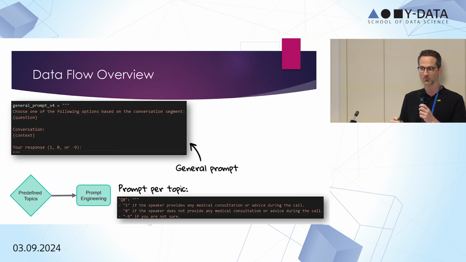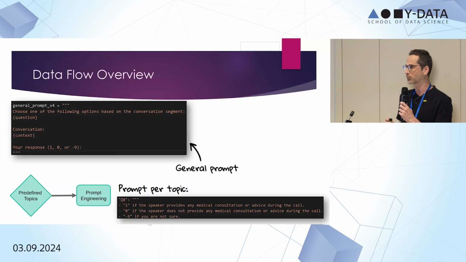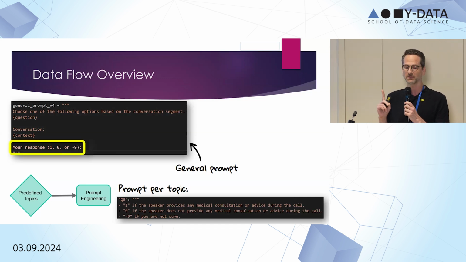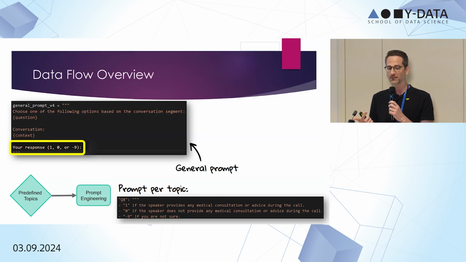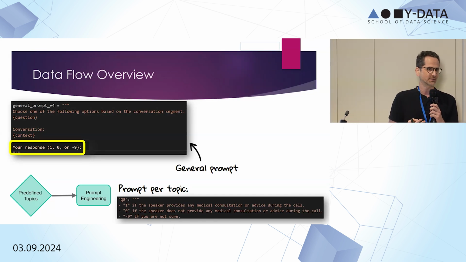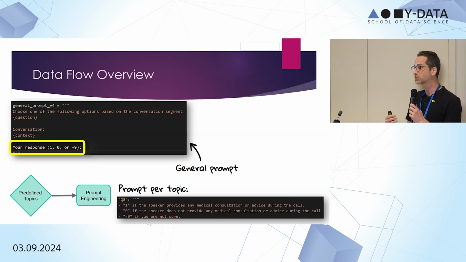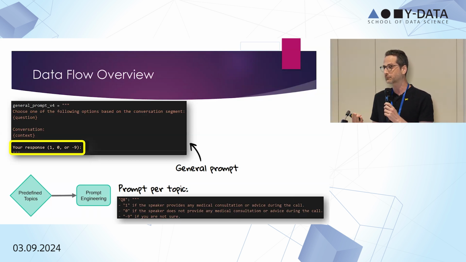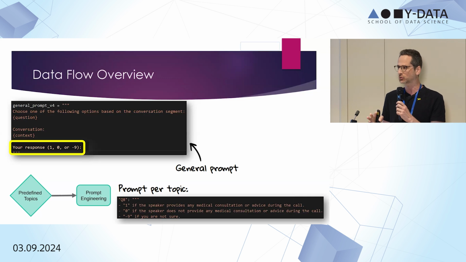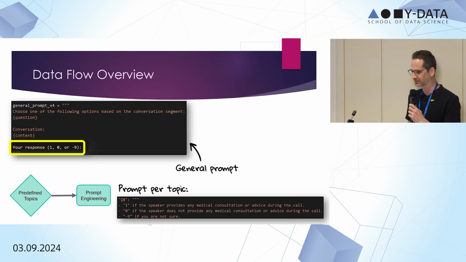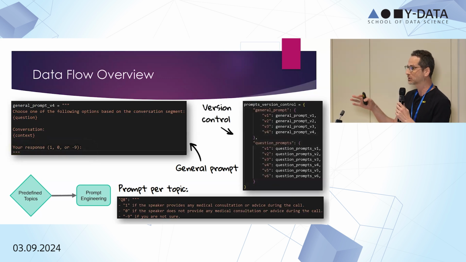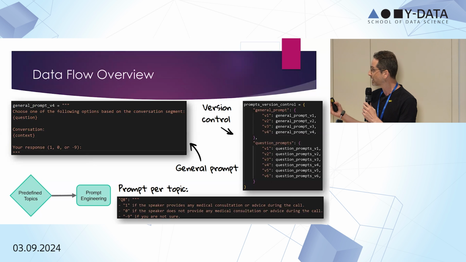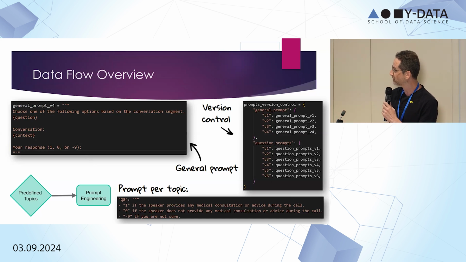So these prompts instructed the model to provide an answer with only one digit. 1, if the model identified the topic in the text. 0, if it did not identify the topic in the text. And we also gave it another option, -9, for cases where the model wasn't sure whether the topic was or wasn't in the text. Okay, and to handle all the results of these prompts in a systematic way, we formed this kind of version control like you see here.